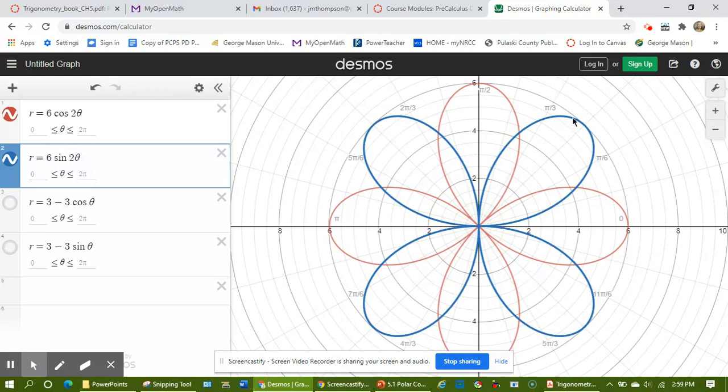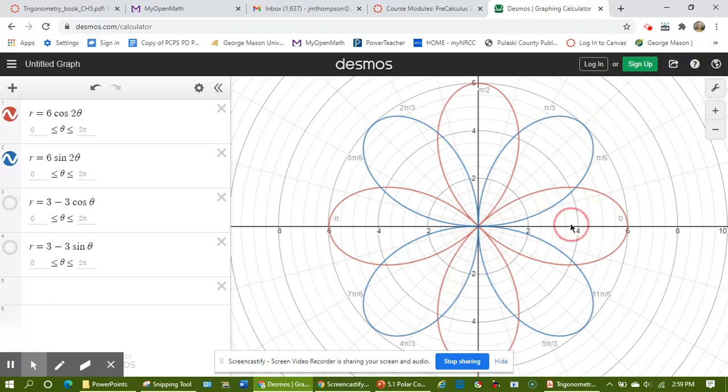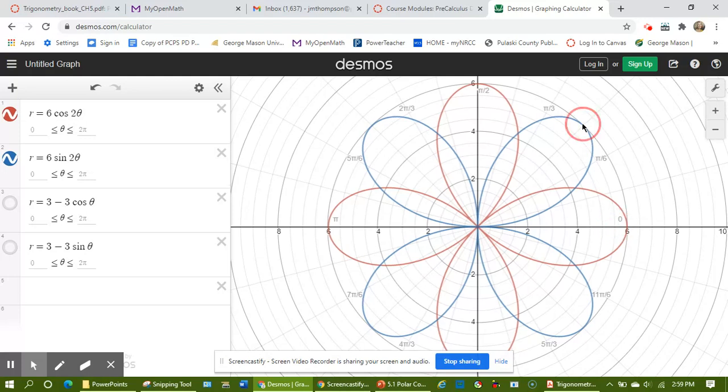The sine rose will not have its petal here on the x-axis. It'll be somewhere in between the x-axis and the y-axis. If you think about this as the first petal here, it won't be lying right here on the x-axis. That's how I know this one's a sine rose and this one's a cosine rose. All right, so this number out front here is the diameter of your rose. It goes all the way out to this 6 line here.